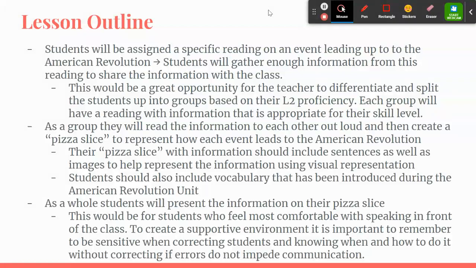As a whole, students will present the information on their pizza slice. This way, students who feel most comfortable with speaking in front of the class will be able to. It is important to create that supportive environment and remember to be sensitive when correcting students. If it does not impede communication, we don't necessarily need to correct that, because we want students to feel comfortable in speaking. And I'm okay with, at this point, letting the students who feel most comfortable from each group speak out because they were talking to each other within their groups. Again, looking at how they've used reading, writing, listening, and speaking.